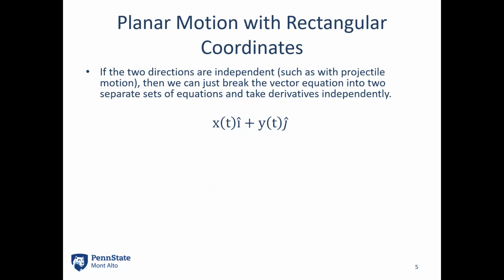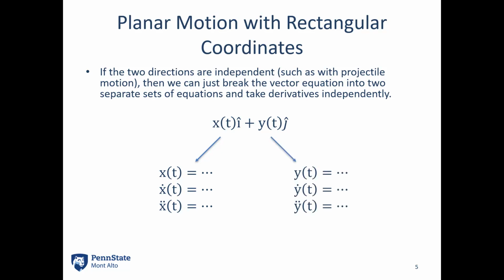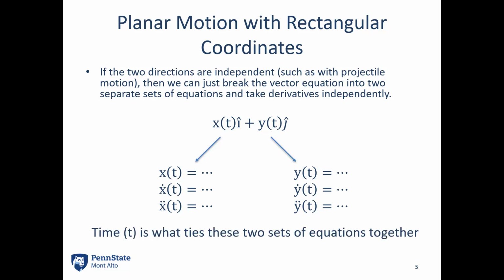All right, so assuming we do have independent x and y, independent directions, we can simply break this down into an x part of the equation and a y part of the equation. So I would have x of t, the x position over time, equal to something, take the derivative of that to find the velocity over time in the x direction, and take the derivative of that again to find the acceleration in the x direction. So this is like a one-dimensional problem at this point. And we can do the same thing with the y direction independently. I'm going to have a y position equation, a y velocity equation, and a y acceleration equation. What links everything together is t.